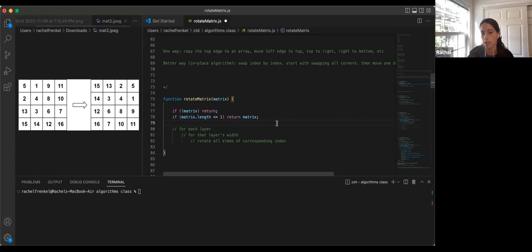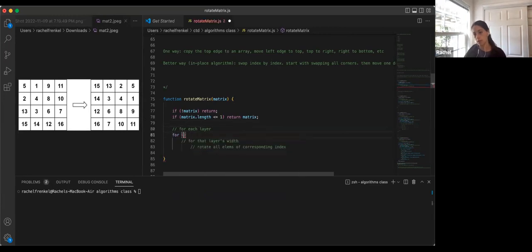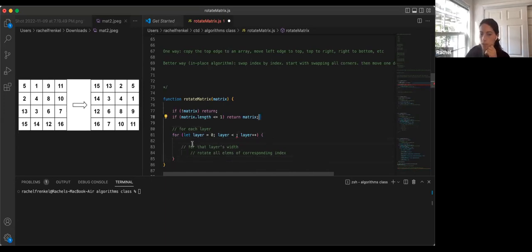Okay, so first, let's try to figure this out. So for each layer, let's say, let layer get 0. A layer is less than something. Okay. So for each layer, we want to do these things. So how do we know how many layers we're going to go through?